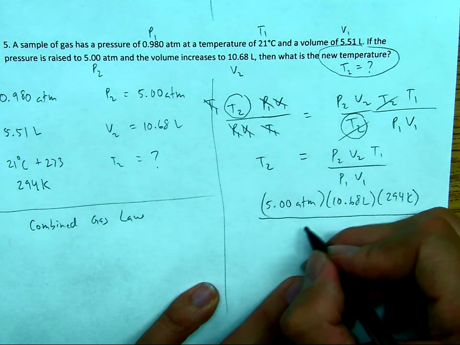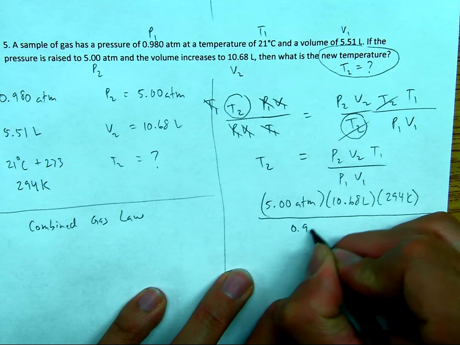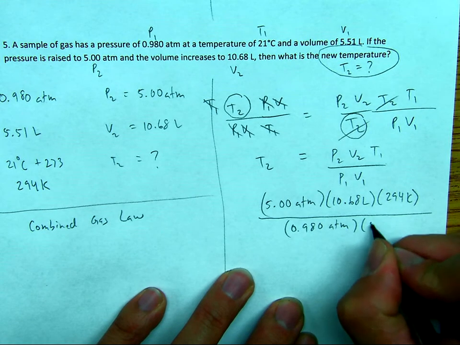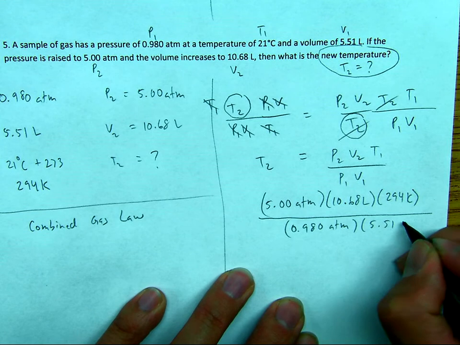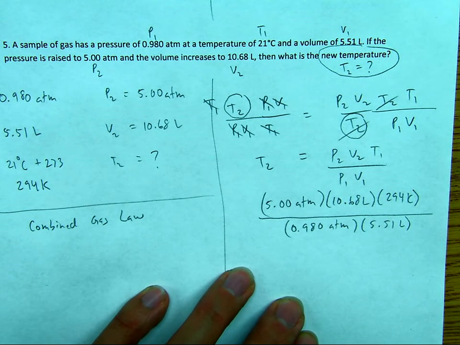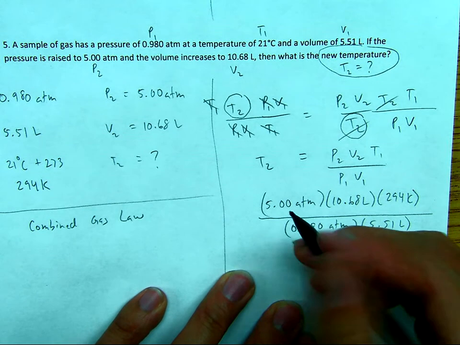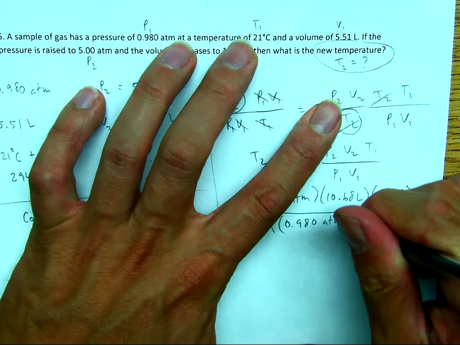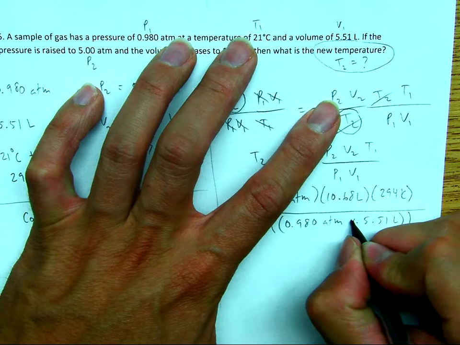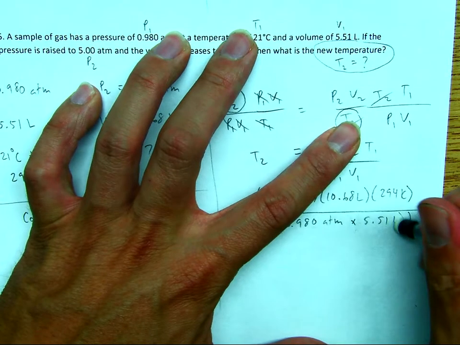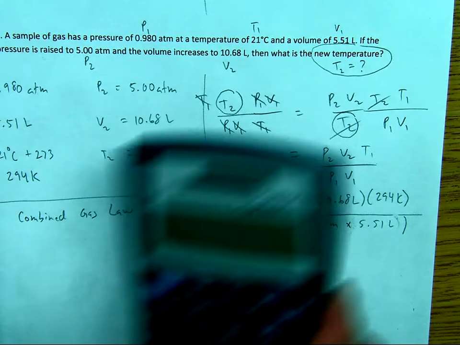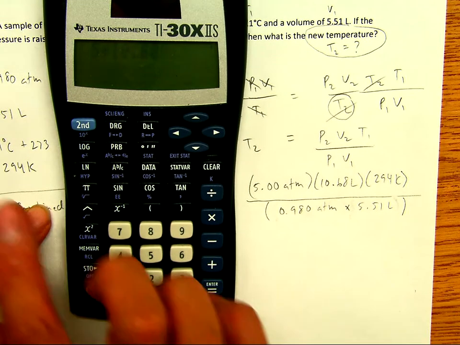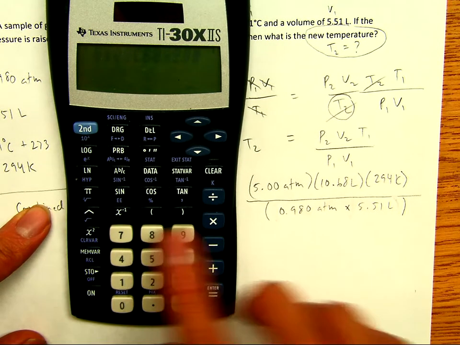P1 is 0.980 atmosphere, and V1 is 5.51. Now, when you plug this into your calculator, since you have two terms on the bottom, what I would do is I would put it into the parentheses like that. Okay? And then here, I would multiply them. So actually, you just have one per parenthesis like this. So here's how I would plug this in. I would take 5 times 10.68 times 294, hit enter. Then I would hit divide.